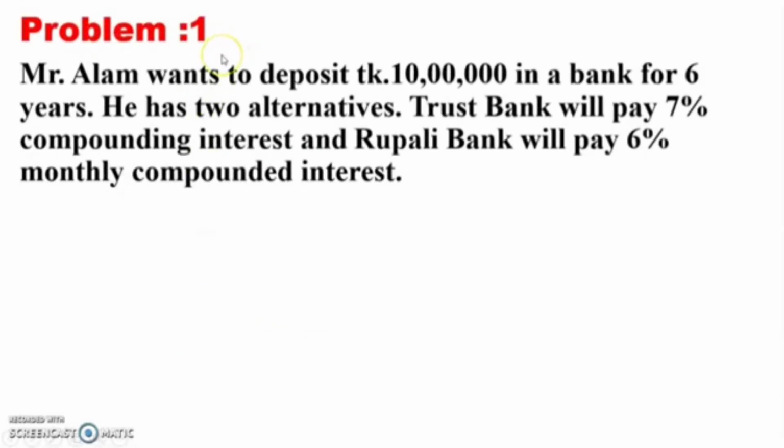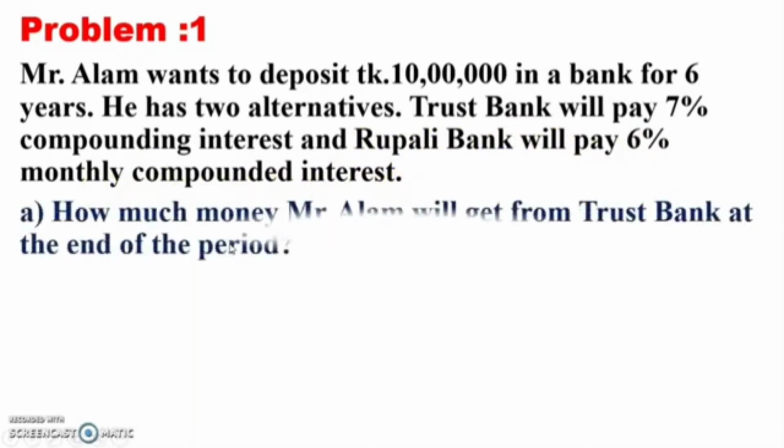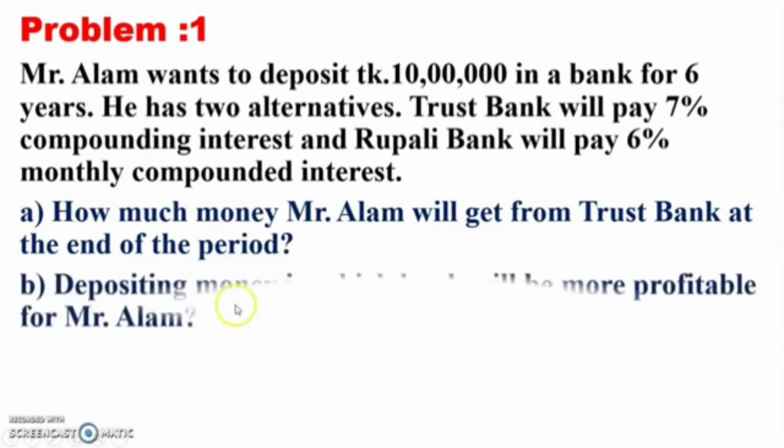Now we will see a problem on these formulas. Problem number 1. Mr. Alam wants to deposit taka 10 lakh in a bank for 6 years. He has two alternatives. Trust Bank will pay 7% compounding interest and Rupali Bank will pay 6% monthly compounded interest. Now the requirement: how much money will Mr. Alam get from Trust Bank at the end of the period, and depositing money in which bank is more profitable for Mr. Alam?